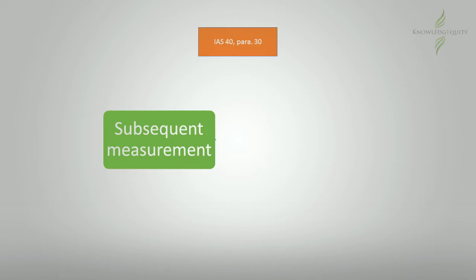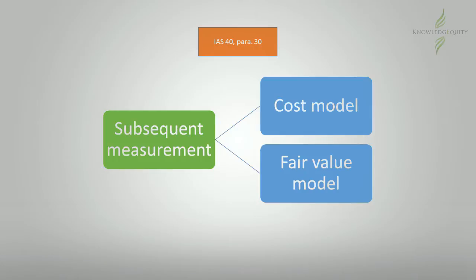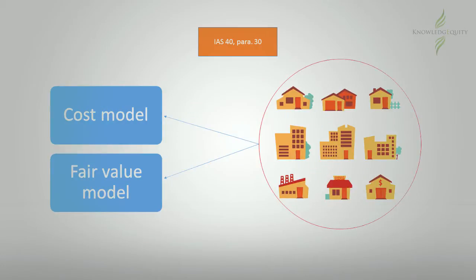We need to consider how to subsequently measure it every year. Paragraph 30 of IAS 40 allows a choice here to either carry the investment property using the cost model or the fair value model. However, the method that is used must be used for all investment properties. The cost model is exactly the same as that considered in IAS 16 for property, plant and equipment, so we will consider the cost model in a separate clip. We will only look at the fair value model here.